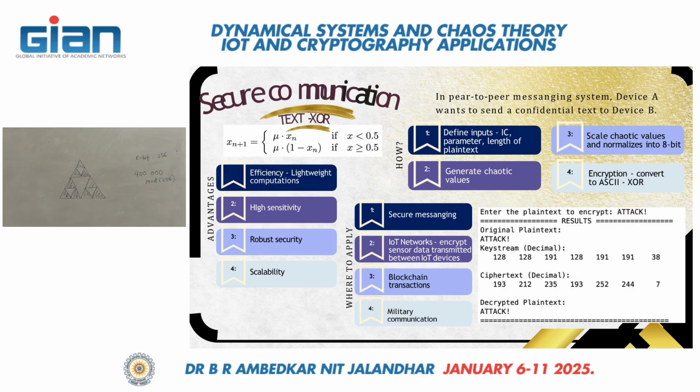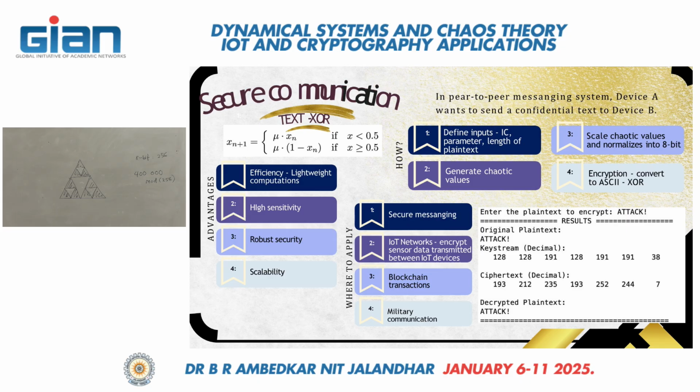So nowadays, peer-to-peer messaging is very important for confidential text, especially in military. We want our message to be encrypted when we cross the channel, when it is in the medium of the internet, so that it will be very secure if there is an attack in the middle. Okay, so how do we do it? First, we define the input. We give the initial condition, the parameter, and also the length of the plain text. This is also important, because if you have a long text, then the sequence will be long. Then we generate the chaotic values.